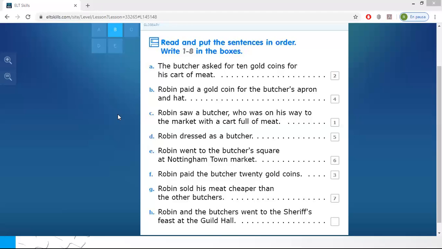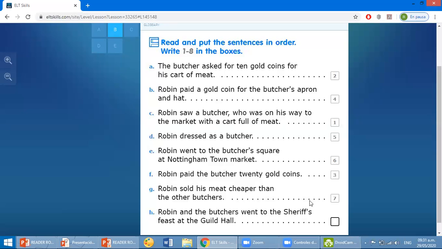Robin and the butchers went and the sheriff fast to feast at the gift. Thank you. Number 8. Thank you, Leonardo. Yes, and at the end, you see, Robin takes part in the feast, in the sheriff's feast. Yes, good. This is activity 2, okay? Let's continue in our books, okay?